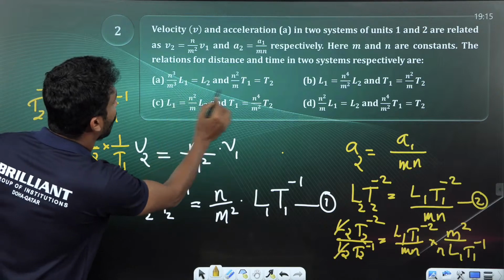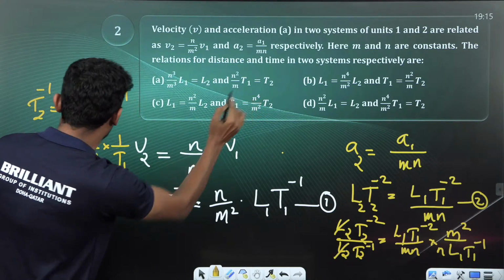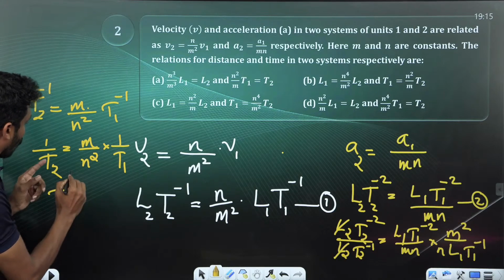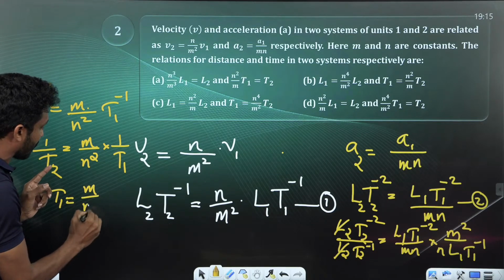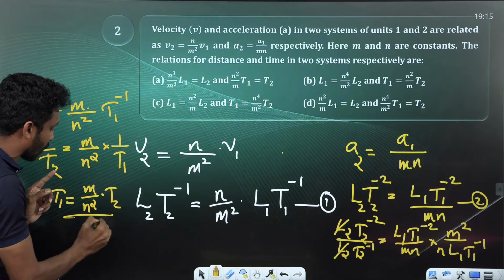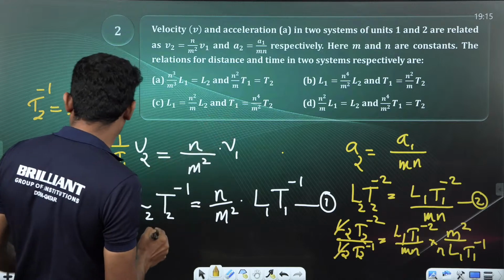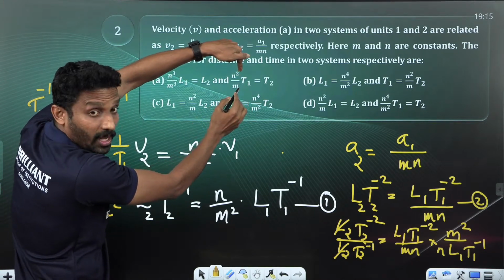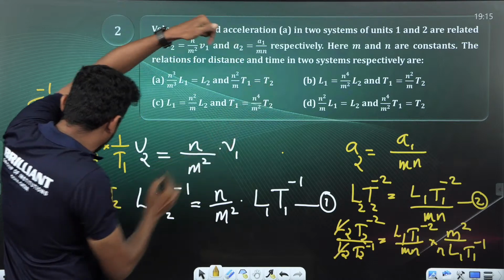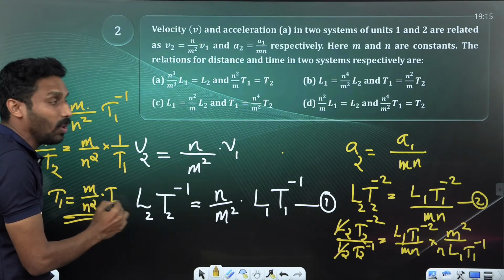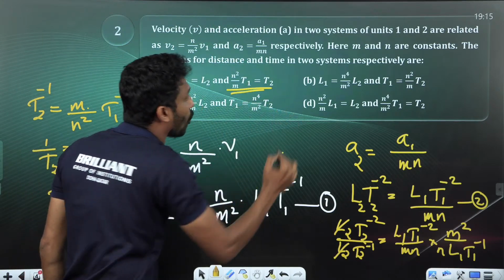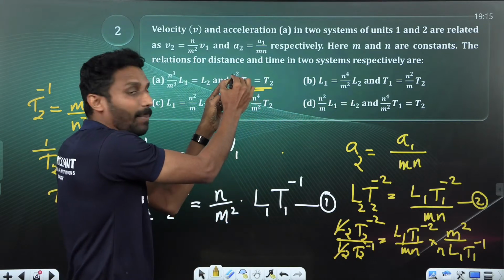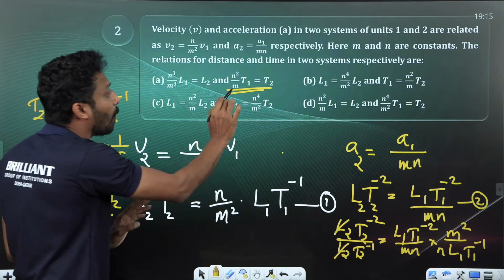Now you look into the options. T1 is equal to m by n square into T2. Now check the options. The first option itself, is it correct or no? T1 is equal to m by n square into T2. This is correct. Any other options with T1 equal to m by n square into T1? No options are here.